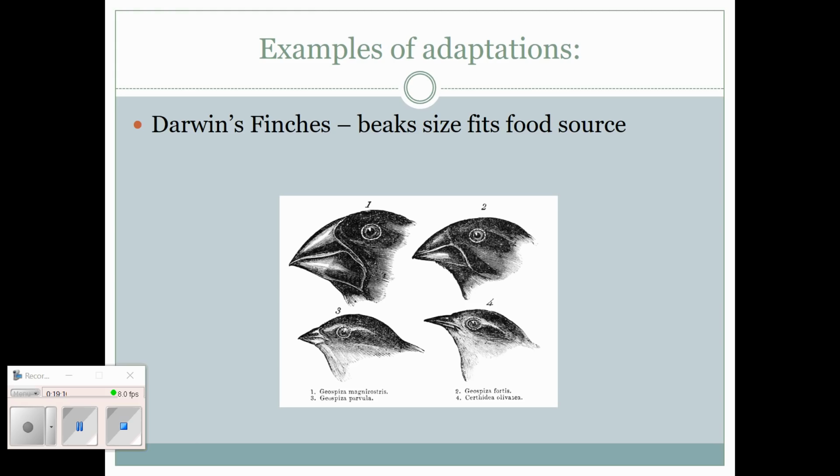Our last example of adaptation is something that you may have heard of, which is Darwin's finches. Charles Darwin studied finches on different islands, and he came to realize that the beak size of the finch related to the food source that it eats. So that's another example of an adaptation. It took a long time for those birds, the finches, to develop beaks that were specialized to the food that they eat. So those are the 7 characteristics of living things.